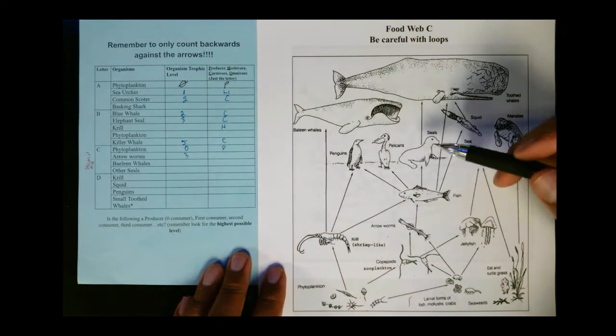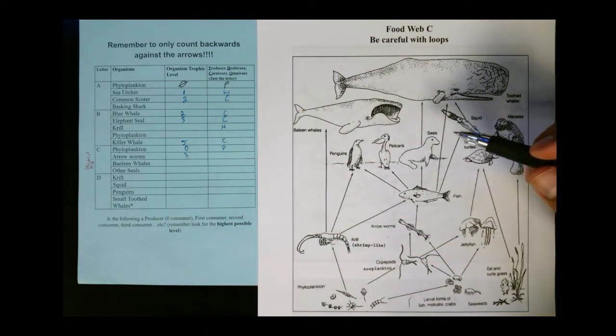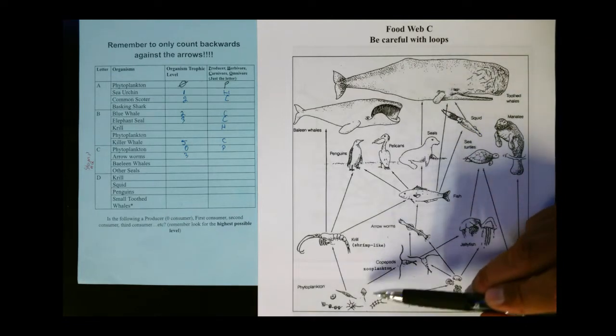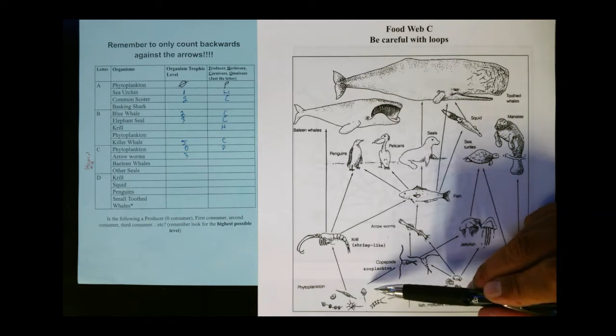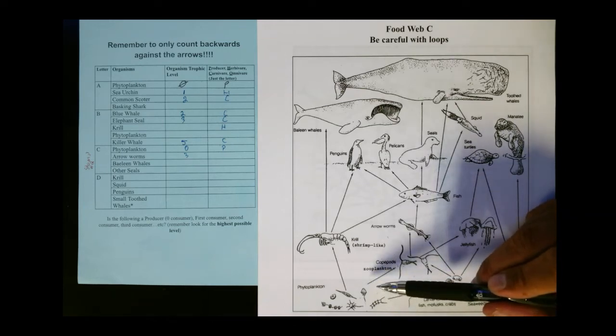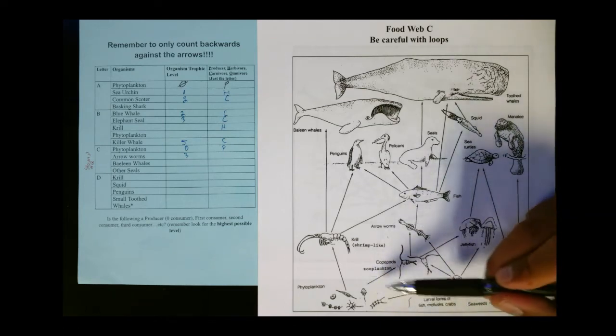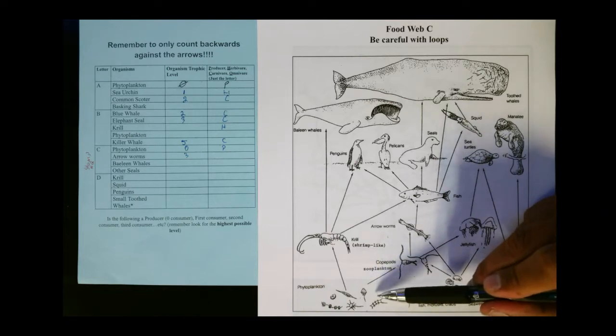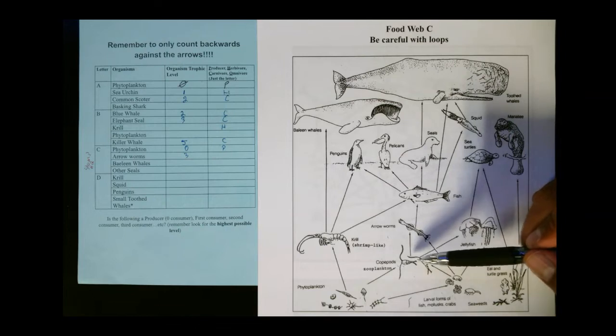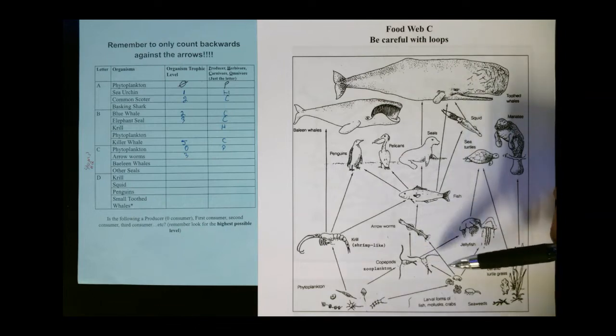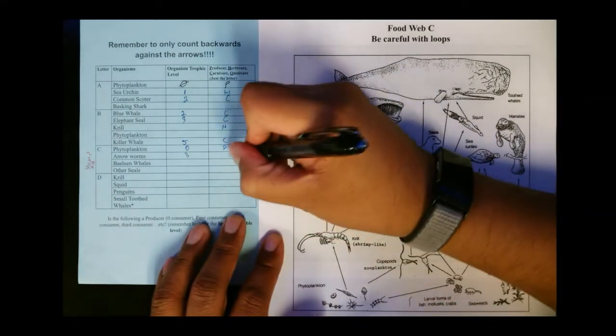Okay, now is the arrowworm a producer? No. Is it an herbivore? Is it only eating a producer? No. So your next 2 choices are carnivore or omnivore. So does the arrowworm even eat phytoplankton? And the answer is no. So it's eating this, which is an animal, and it's eating this, which is an animal, so that makes the arrowworm a carnivore.